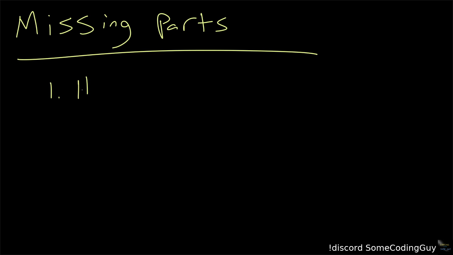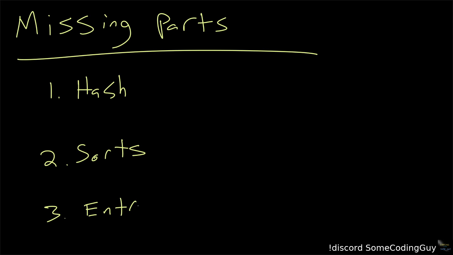So the missing parts I broke into three categories. We had hashes, we had sorts, and we had random numbers. Let's just call this section entropy in general, because we got into both pseudo random number generation and true random number generation, the really true sense of entropy.